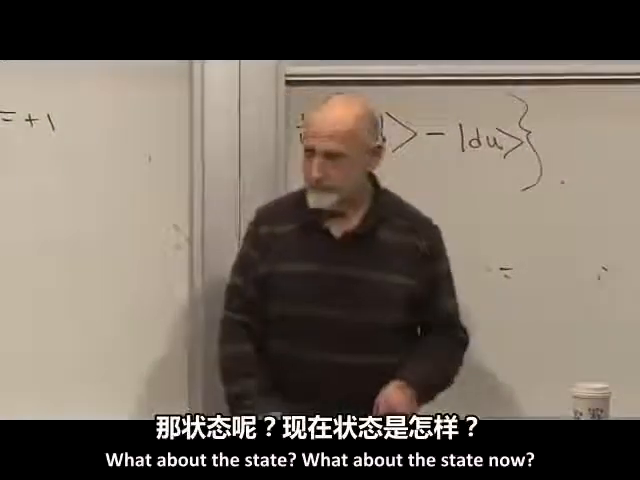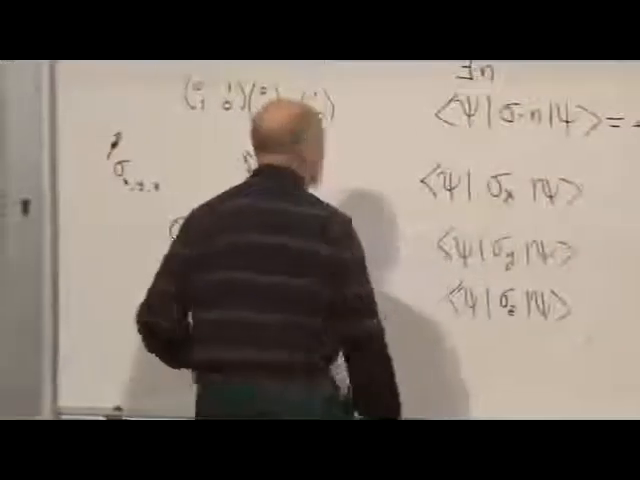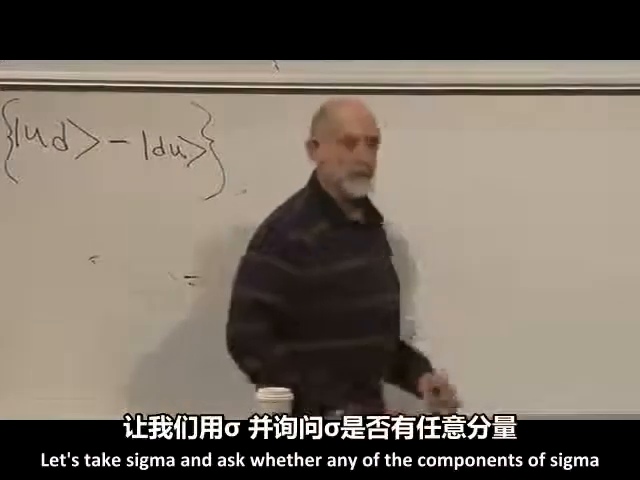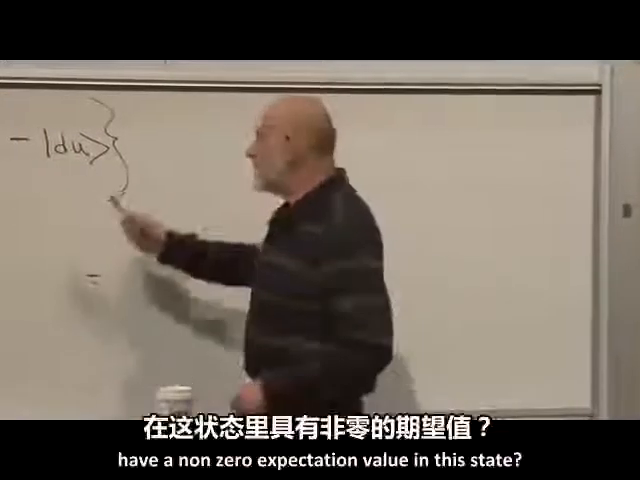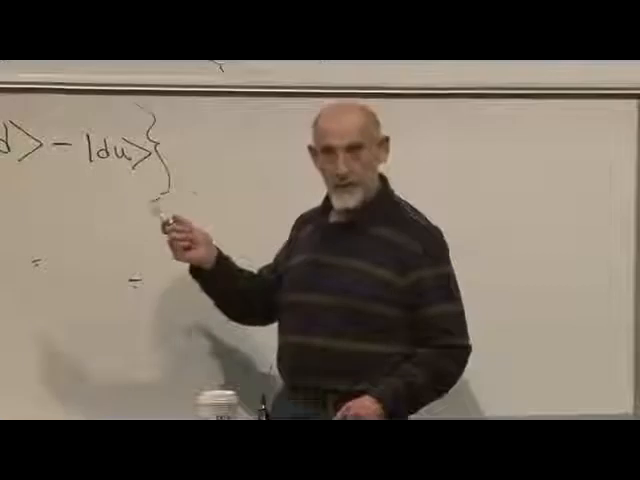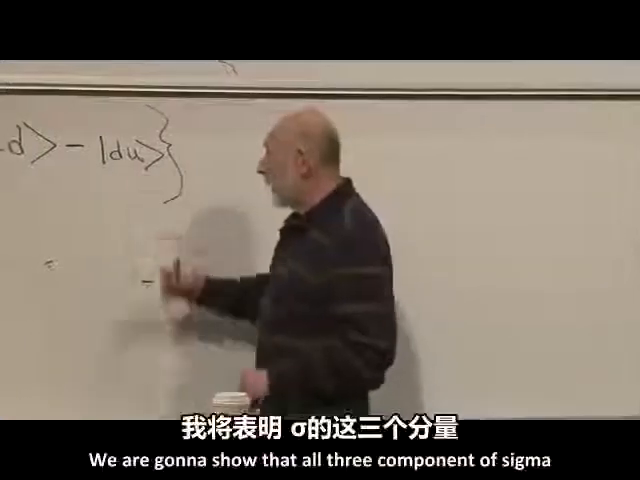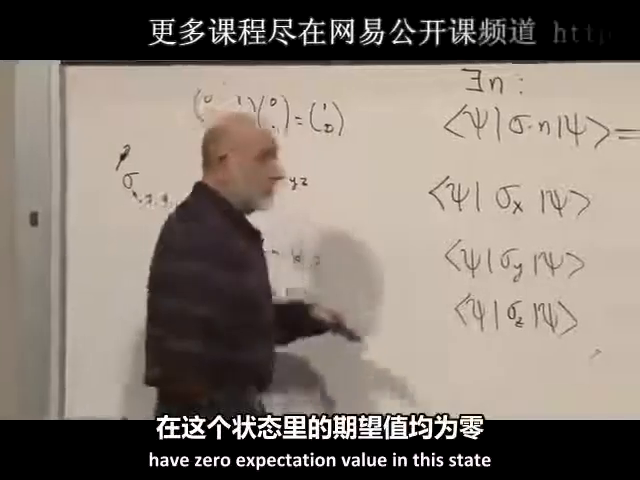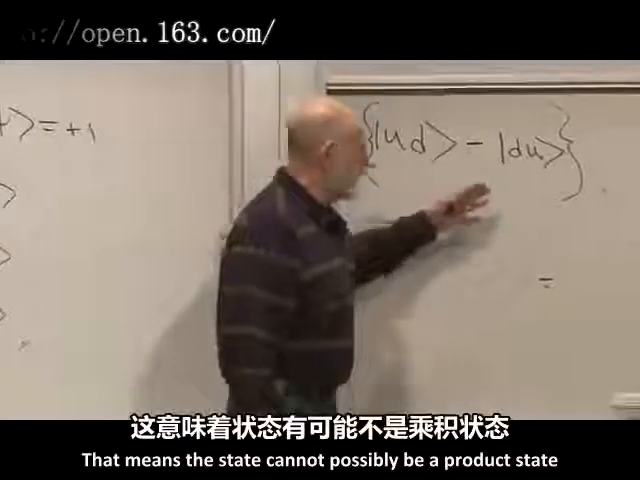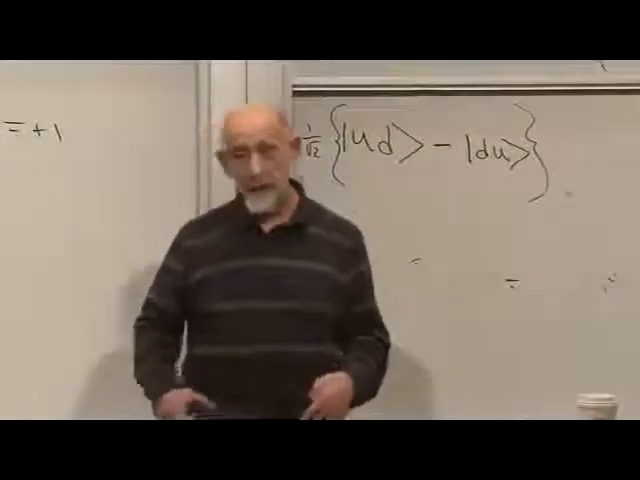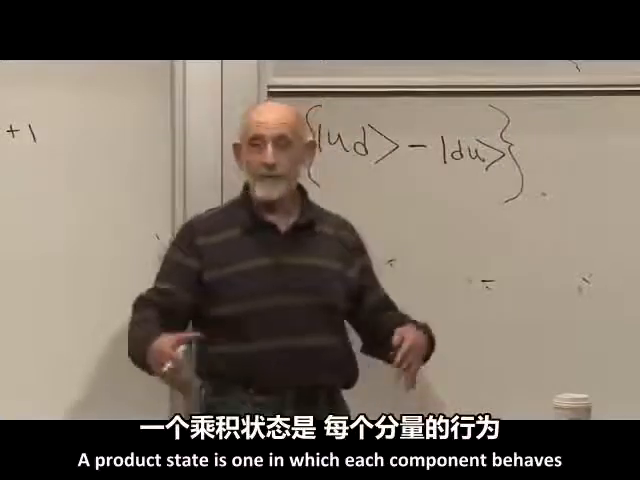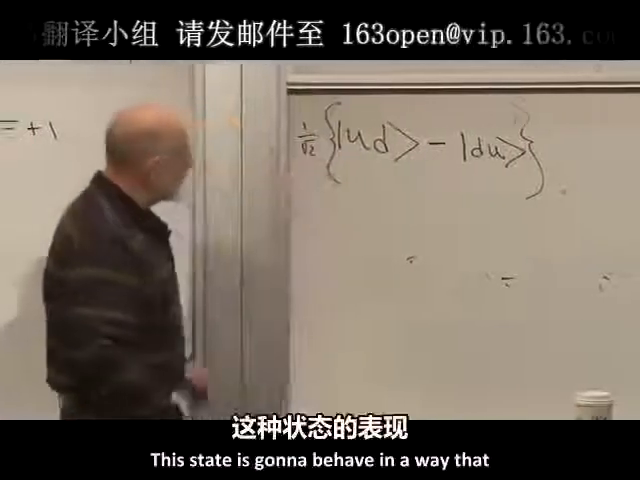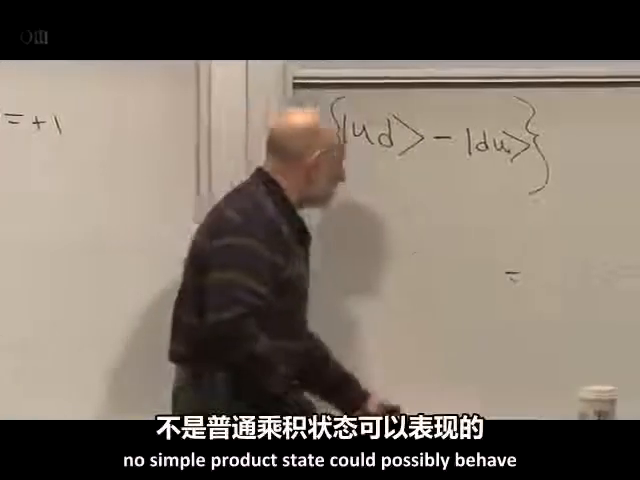What about this state? Let's take sigma and ask whether any of the components of sigma have a non-zero expectation value in this state. I'll tell you the answer right now. We're going to show that all three components of sigma have 0 expectation value in this state. That means the state cannot possibly be a product state. A product state is one in which each component behaves as if it were just a state of the subsystem by itself. This state is going to behave in a way that no simple product state could possibly behave.